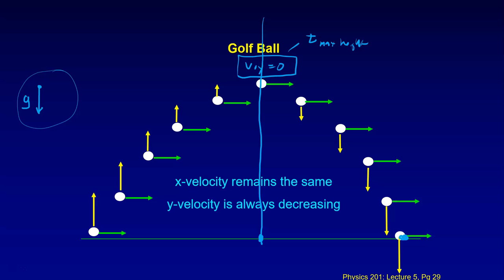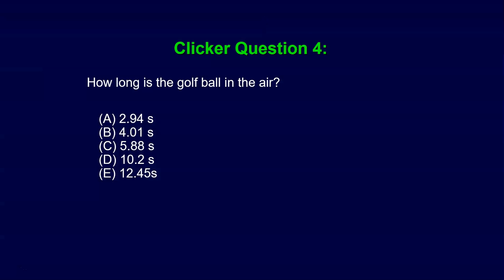Again, the x velocity remains the same. The y velocity is always decreasing. It starts at whatever it was pointing up, and it's always decreasing, and then starts turning negative after it reaches its maximum height. The acceleration is always in the negative y direction. So I'll go ahead and ask you now. We have these equations. How long is the golf ball in the air?